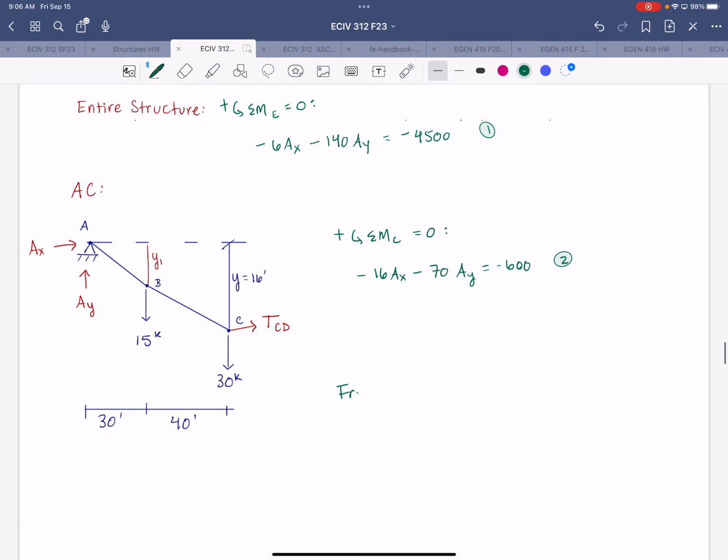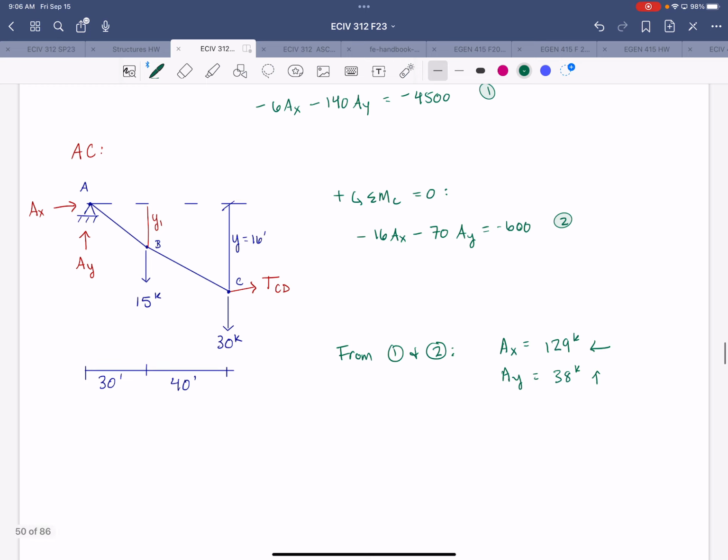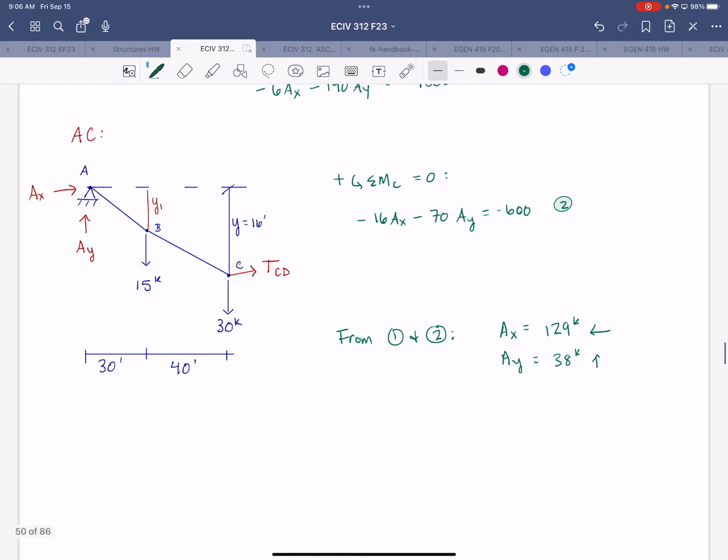And then from those two equations, we get AX is 129 kips to the left, and AY is 38 kips acting upward. Now we can go back to the entire structure, apply the remaining equilibrium equations, sum of forces in X and Y to get EX and EY.